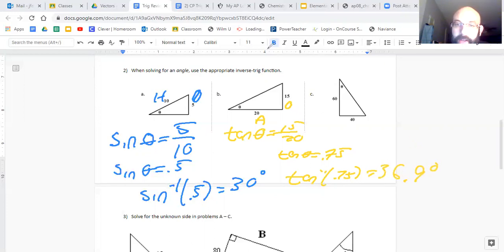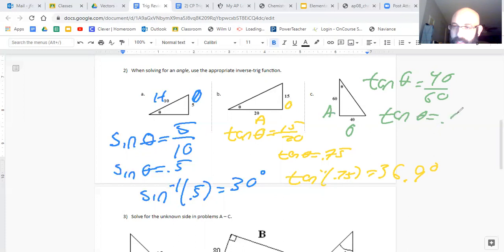Okay. And then let's take a look at this last one. Okay, it's the same one, opposite, and this is adjacent. So again, it's tan. So we've got tan theta equals 40 over 60. All right, so tan theta equals 0.66, going on forever. It's 2/3. All right, and then the inverse tan of that is 33.4 degrees. All right, so that's the first page.